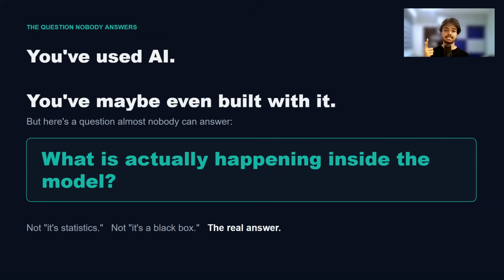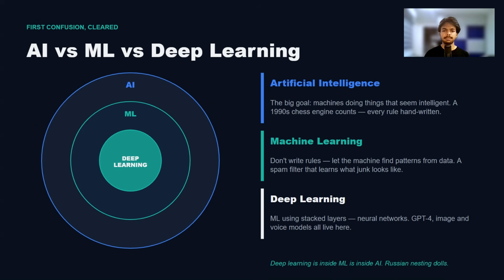AI, machine learning, deep learning. People use these terms like they're the same thing, but we all know they're not. They're nested one inside another. Artificial intelligence is a big outer circle. The goal is to make machines do things that seem intelligent. A chess engine from the 1990s counts. It never really learned anything. A human wrote every single rule.